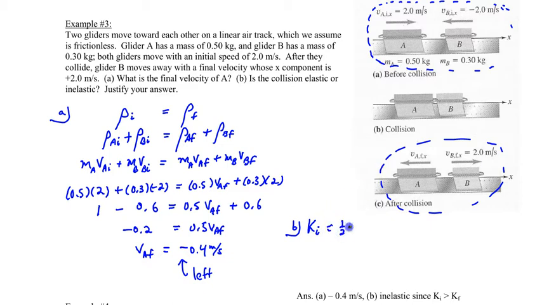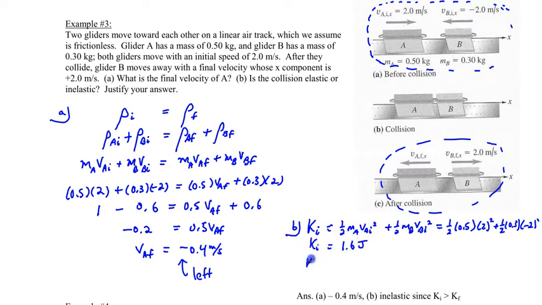That would be using 1/2 mass A times velocity A initially squared plus 1/2 mass B times velocity B initially squared. So that would be 1/2 times 0.5 times 2 squared plus 1/2 times 0.3 times negative 2 quantity squared. So this kinetic energy initially is 1.6 joules.